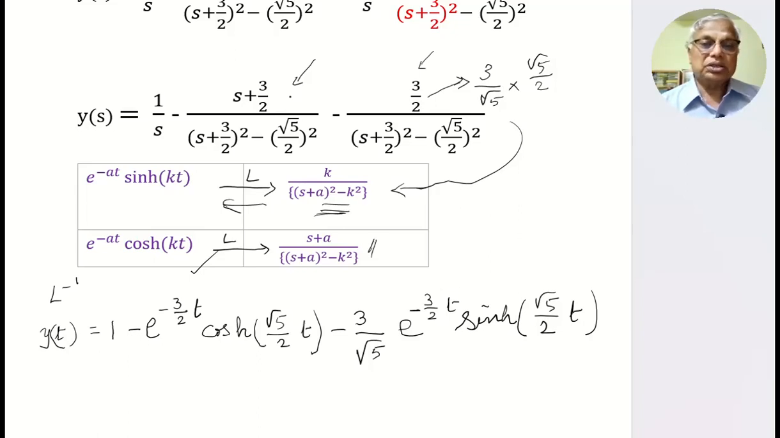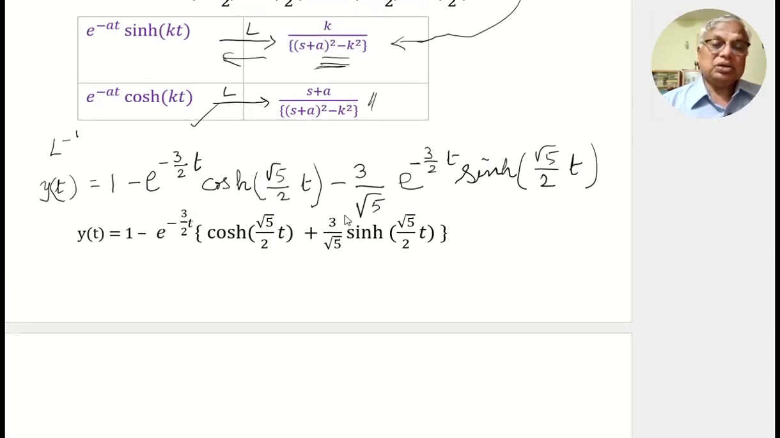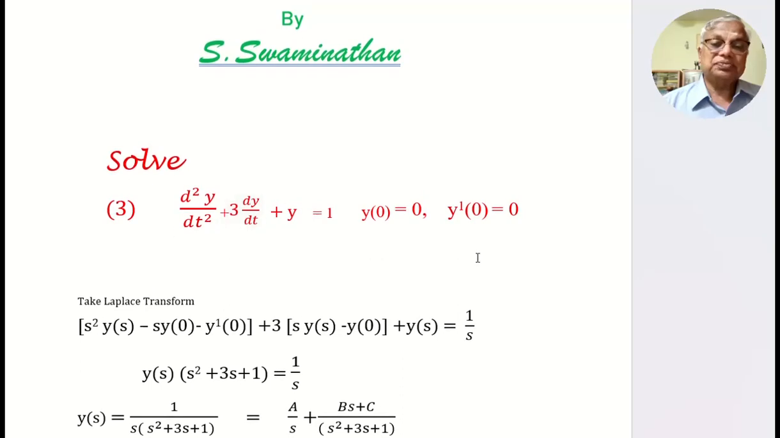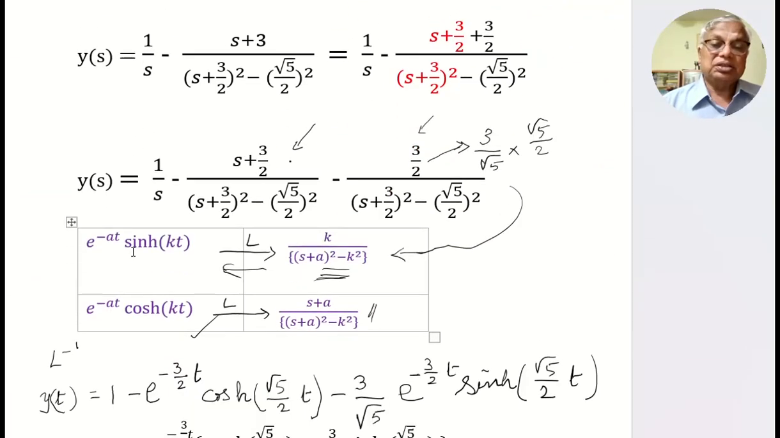I hope you have understood this. If you take minus e power minus 3 by 2 t common, so cos h of this plus 3 by root 5 of sin h function. So this is the solution of the given differential equation. The solution of the given differential equation is this.